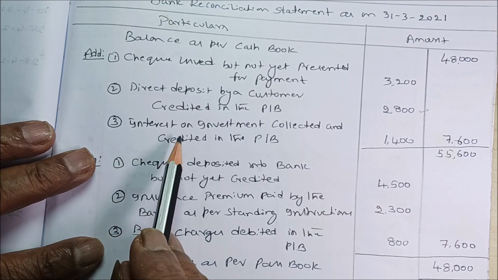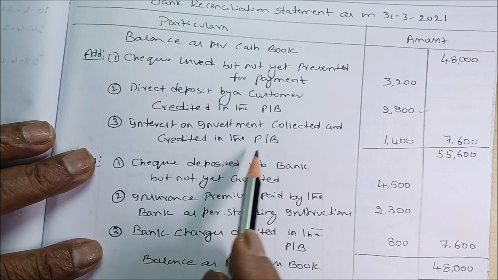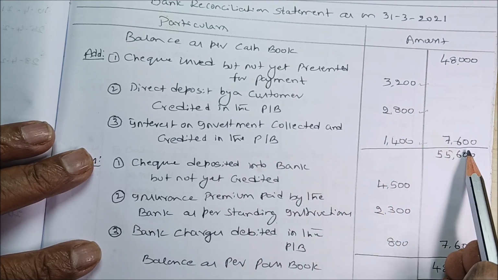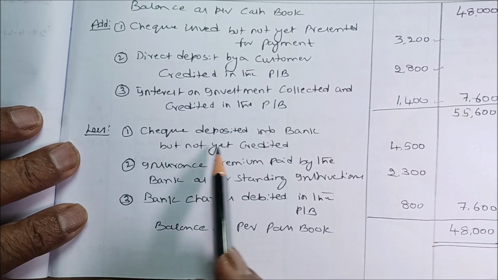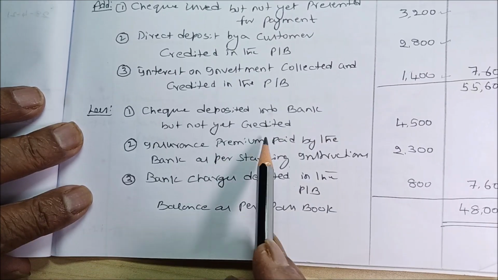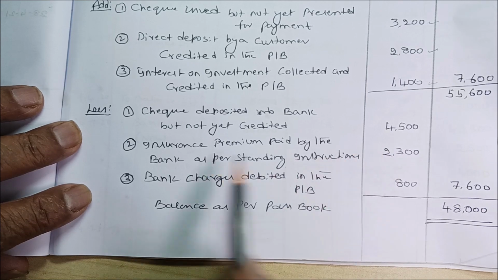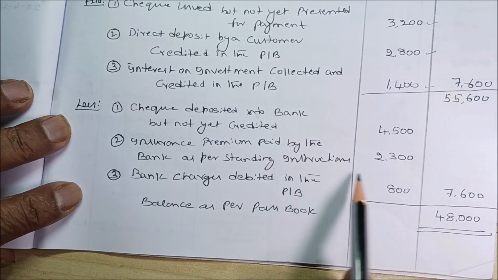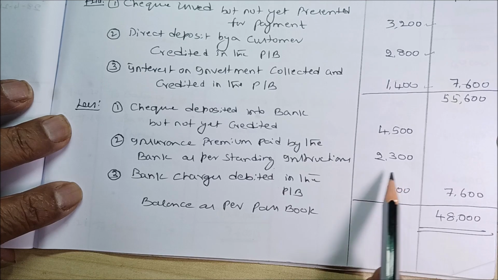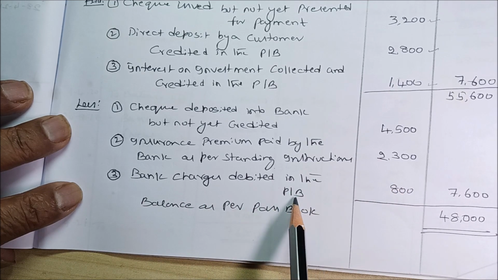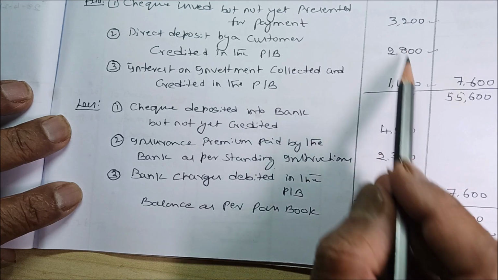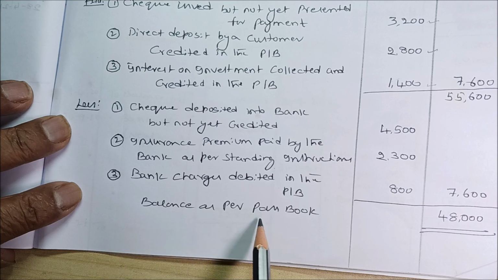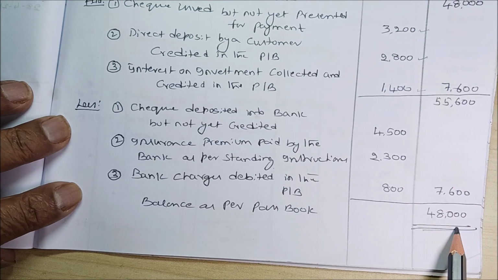Then interest on investment collected and credited in the passbook 1,400. Add these things. Then less: check deposited into bank but not yet credited 4,500; insurance premium paid by the bank as per standing instructions 2,300; bank charges debited in the passbook 800. So if you add all these items and deduct these items, you will get a balance. Balance as per passbook is 48,000.